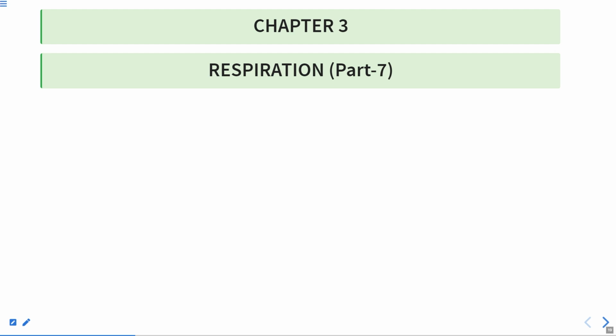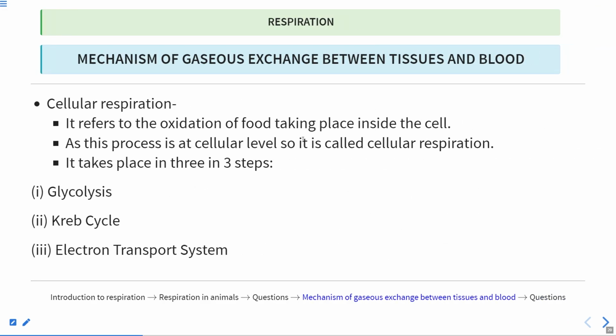Okay. Then in the previous lecture, we were studying about the steps involved in aerobic respiration. So here we will continue the aerobic respiration. In the last lecture, we were studying about glycolysis. So glycolysis, as we know, is the common pathway for both anaerobic as well as aerobic respiration. Okay. So we were studying about cellular respiration.